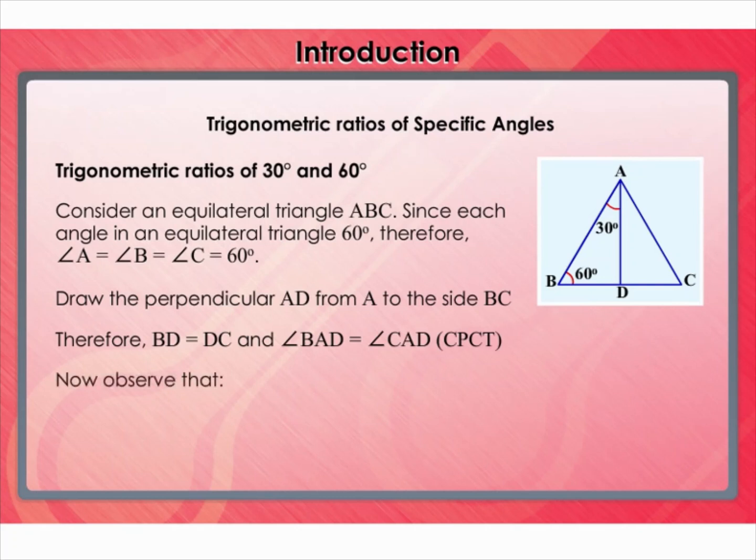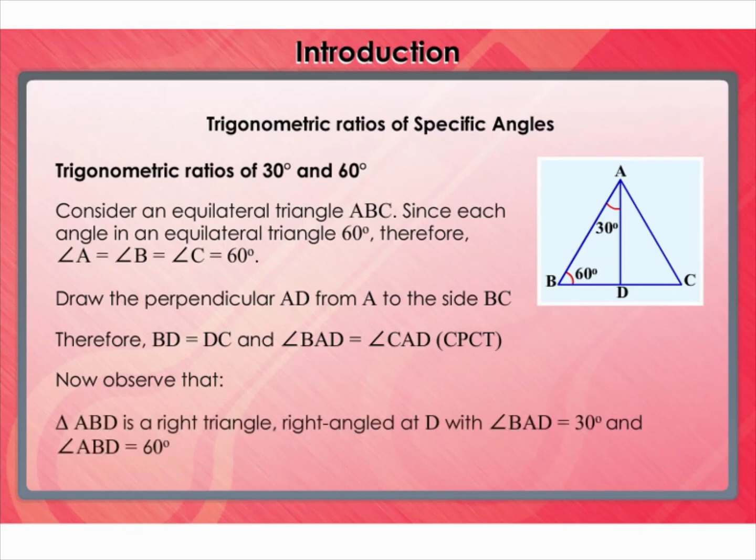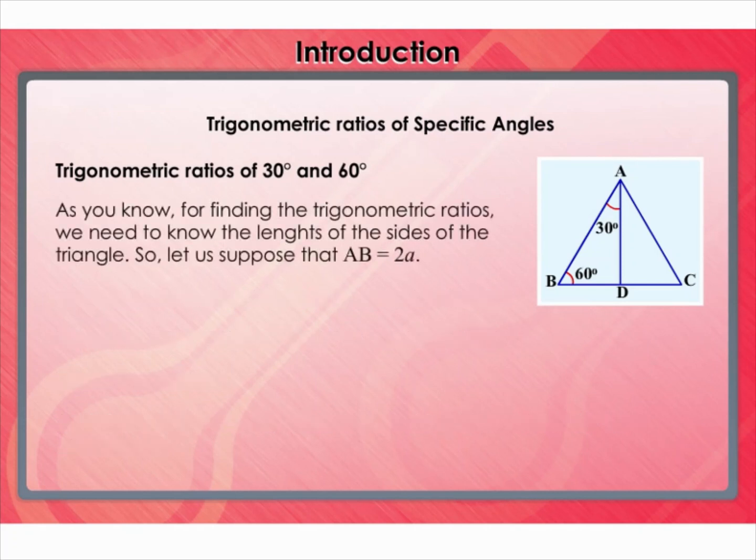Now observe that triangle ABD is a right triangle, right-angled at D, with angle BAD equal to 30 degrees and angle ABD equal to 60 degrees. As you know, for finding the trigonometric ratios, we need to know the lengths of the sides of the triangle. So let us suppose that AB is equal to 2a.